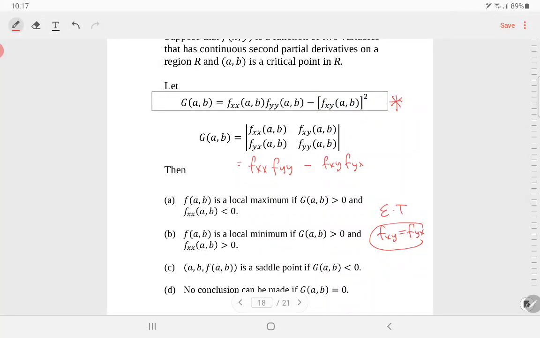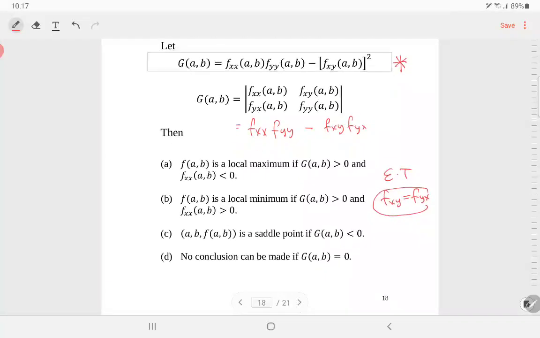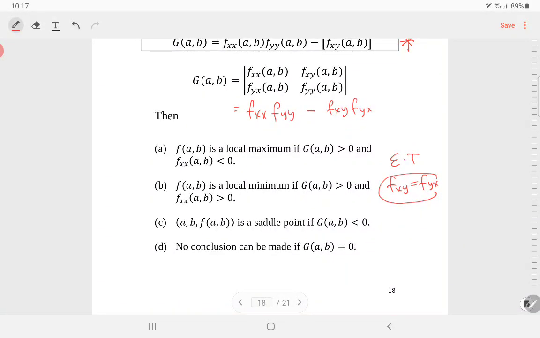So you do need to remember this formula, because determining whether it's a local maximum, minimum, saddle point, or neither depends on G here. Okay, so we have 4 conditions. f(a,b) is called a local maximum if G is positive and fxx is negative. Second, f(a,b) is a local minimum if G is positive and fxx is positive.